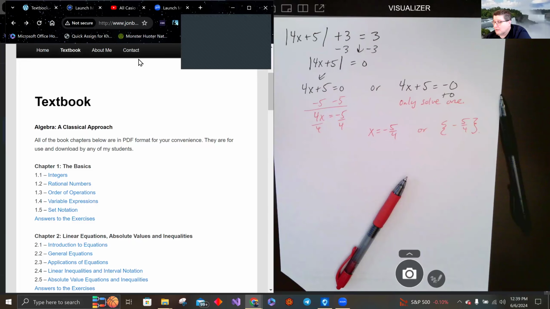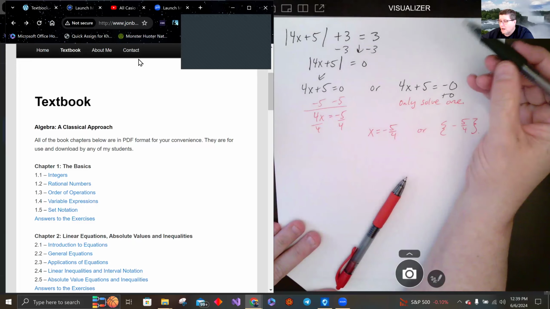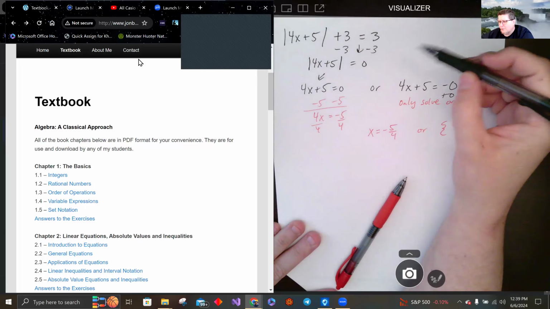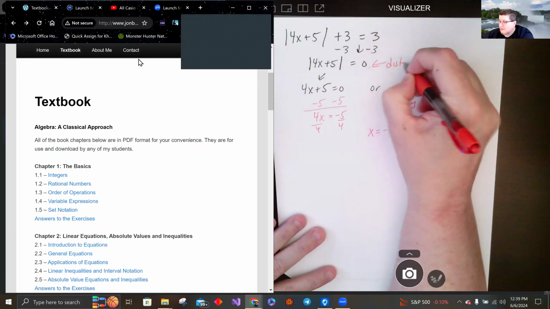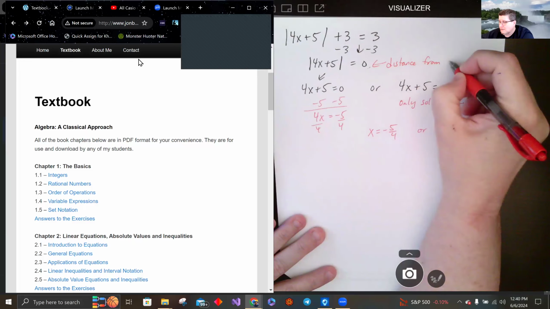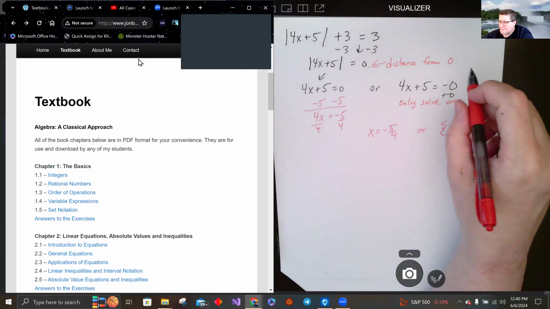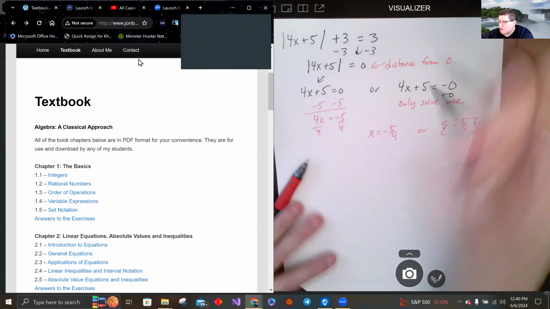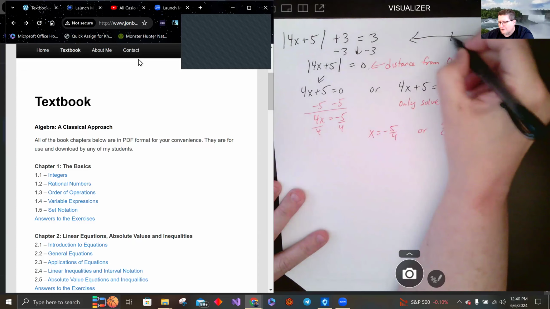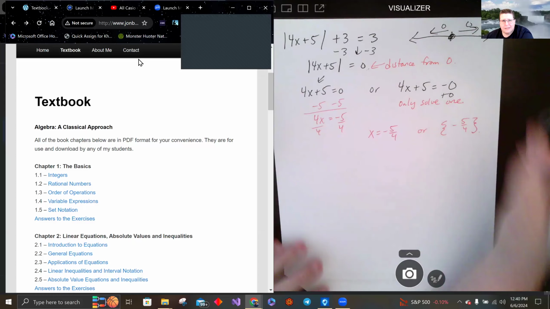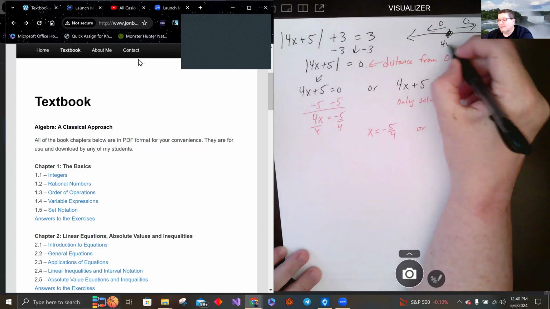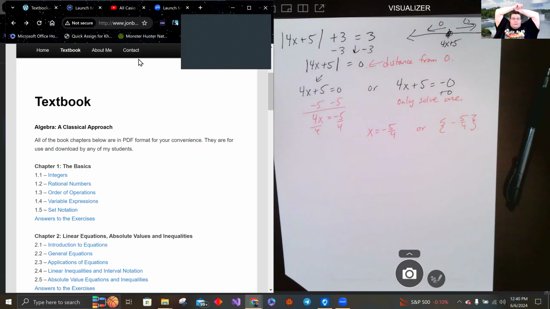Why is it only 1 point? The other ones were doing 2. Well, remember, this is the distance part. Distance from 0. And it just happens to be 0 distance. So we aren't going left and right. We're not going left and right 0. There's really only one point. We're not moving from the 0. That's the 4x plus 5. So that's why we only end up with 1 point.